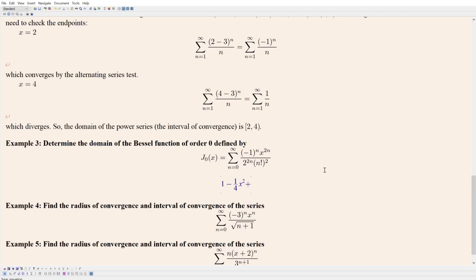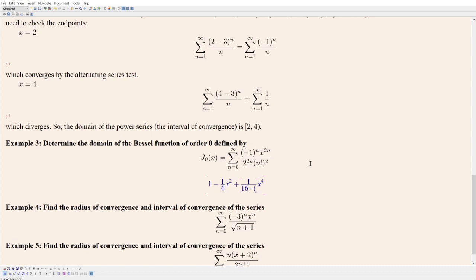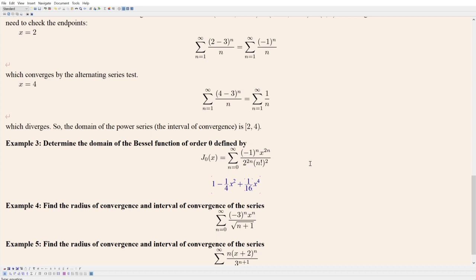What would the next term be? There's an alternator, so next it's going to be plus. When n is equal to 2, that becomes 4. 2 times 2 is 4. 2 to the power 4 is 16. 2 factorial is 2. 2 squared is 4. So 16 times 4 is 40 plus 24, so 64. Whatever. It's going to keep on going from there.